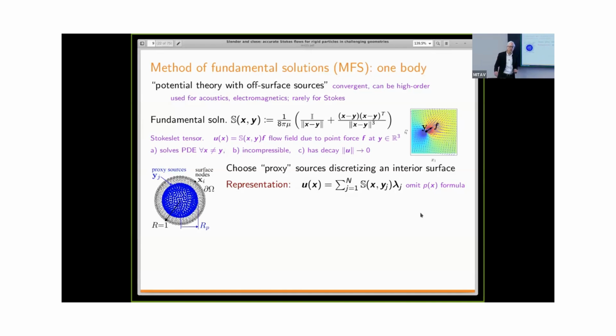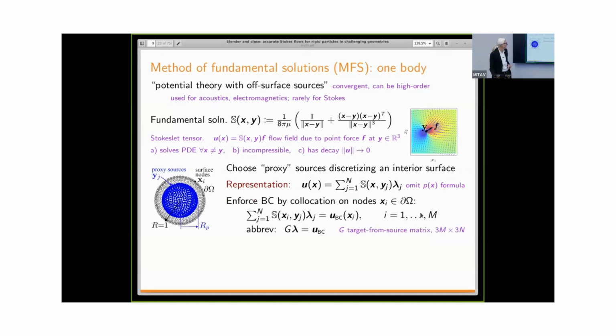And you use that representation outside. What you're going to do now is take these surface nodes and enforce the boundary value at those surface nodes. It's kind of the easiest potential theory collocation scheme. It's called collocation. So you take surface nodes and write down the linear system. Each surface node gives you three rows of the linear system because there are three components. And then you can abbreviate this by a big matrix G hitting the unknown set of source strengths equals the discretization of the boundary data.